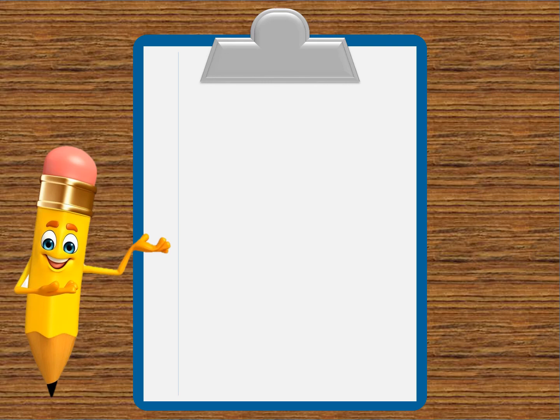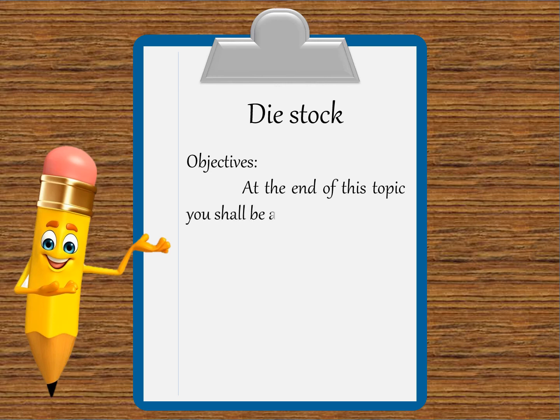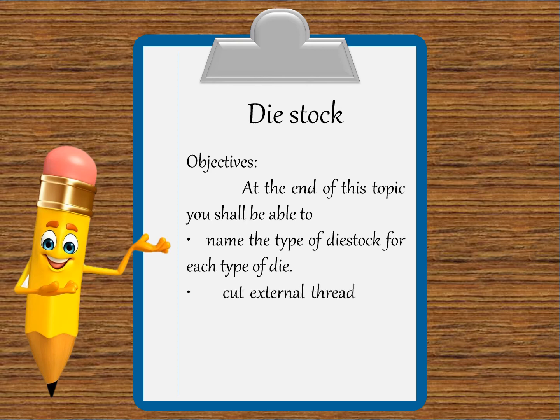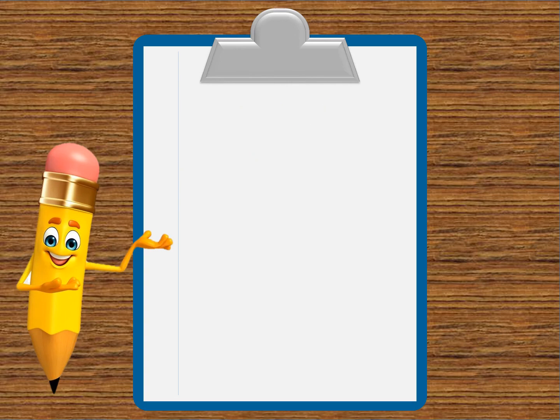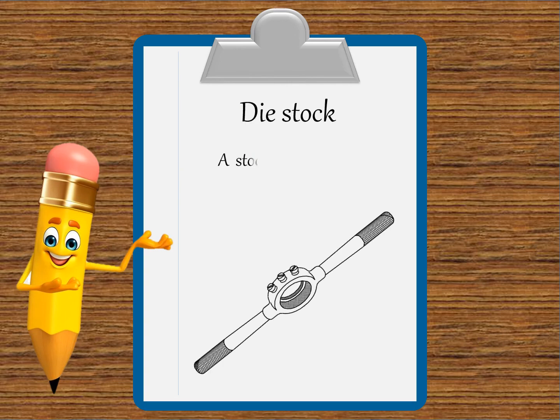Let's go for the next topic, die stock. Let's see the objectives. Of this topic you shall be able to name the type of die stock for each type of die, and cut external threads using dies. Now see about what is die stock. A stock to hold dies used for cutting threads.